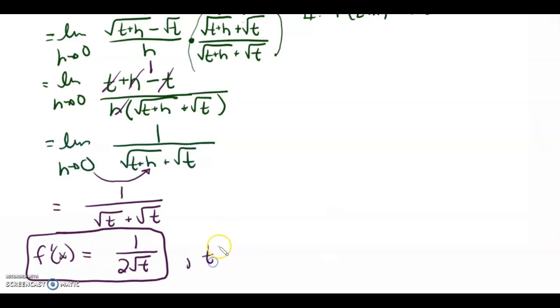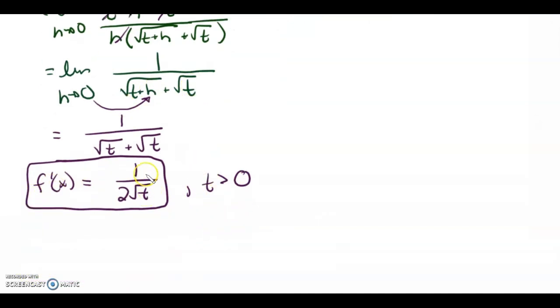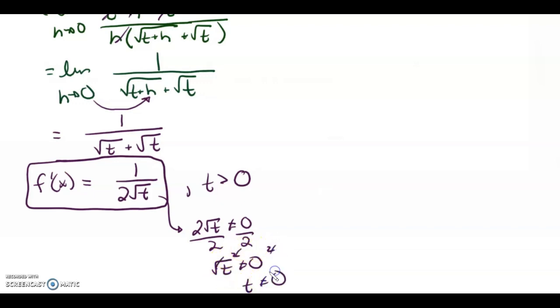Okay, and this is for t is greater than or equal to 0. We can't actually have 0 in the denominator, so greater than 0. Don't forget, whenever we finish with a rational, there's always going to be a restriction here. Okay, 2 root t cannot equal 0. So divide by 2, root t cannot equal 0. Square both sides, t cannot equal 0.